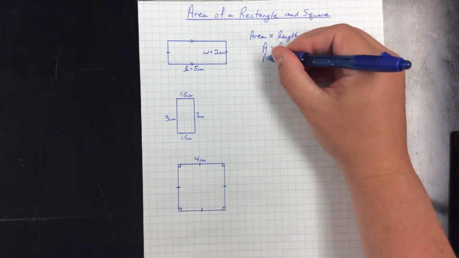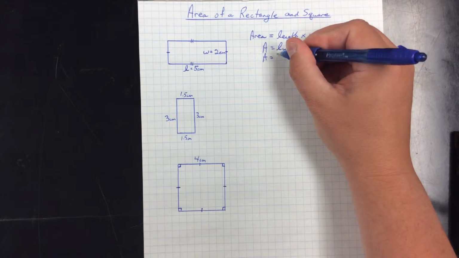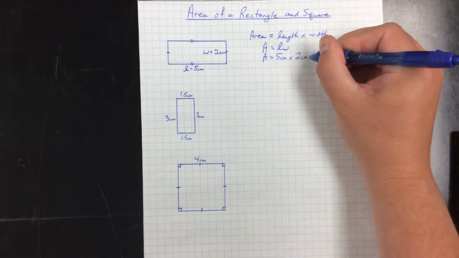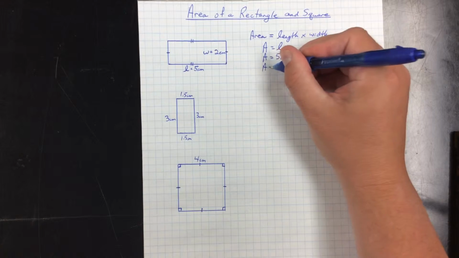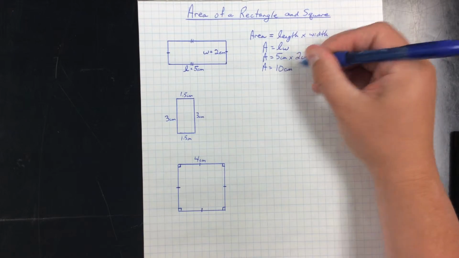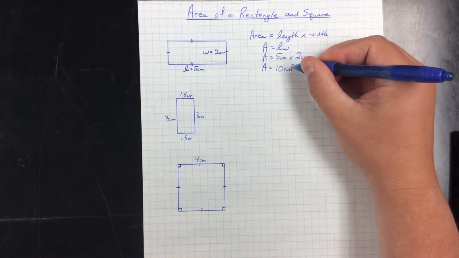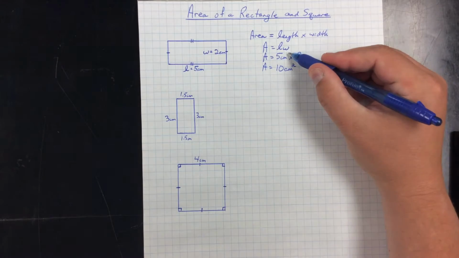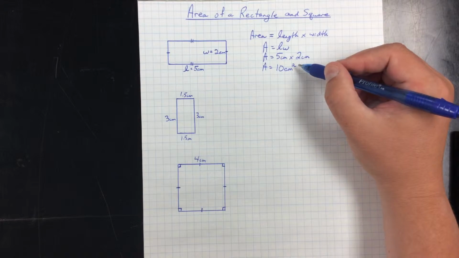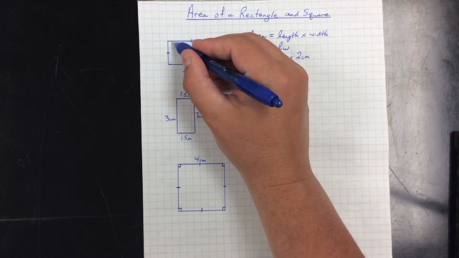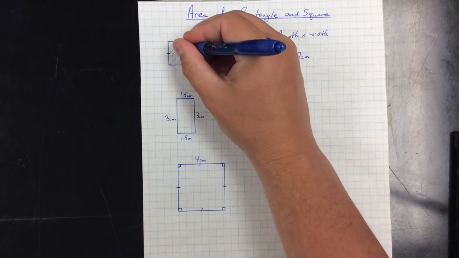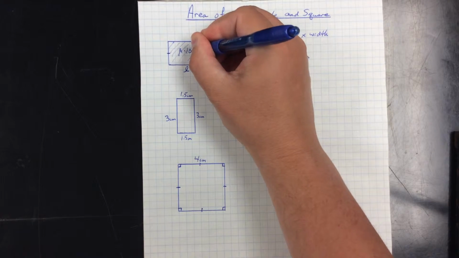So we're going to take area is equal to length times width. We're going to take our length of 5 centimeters, and we're going to multiply it by 2 centimeters. As we've already said, 5 times 2 is 10. And our units are squared, centimeters squared. We took a centimeter and multiplied it by a centimeter, and we got centimeters squared. So the amount of space that this covers is 10 centimeters squared.